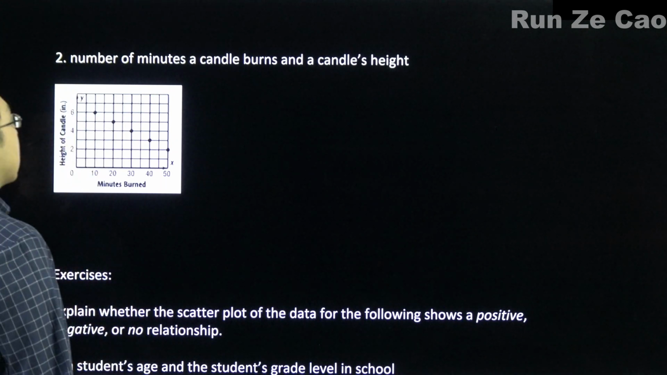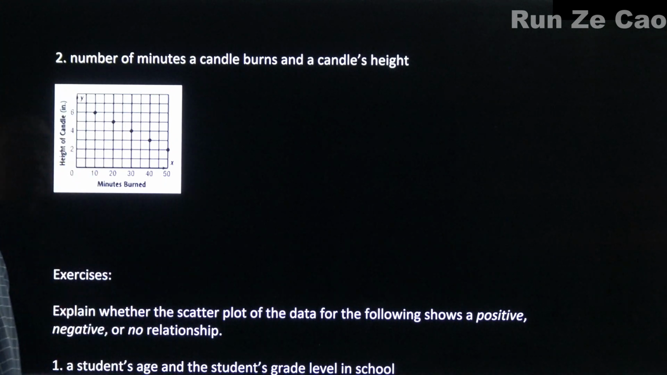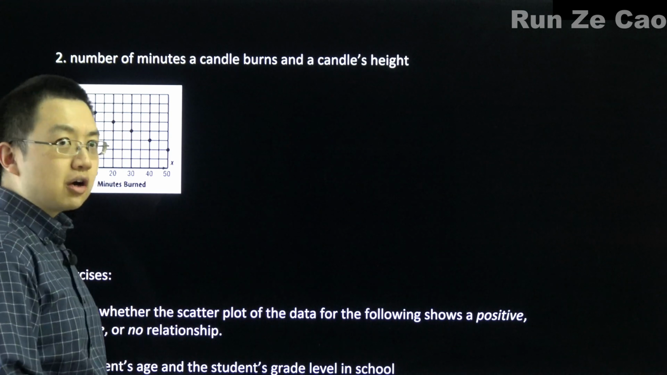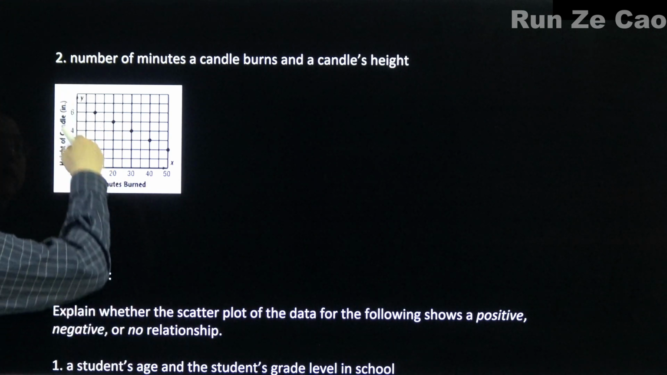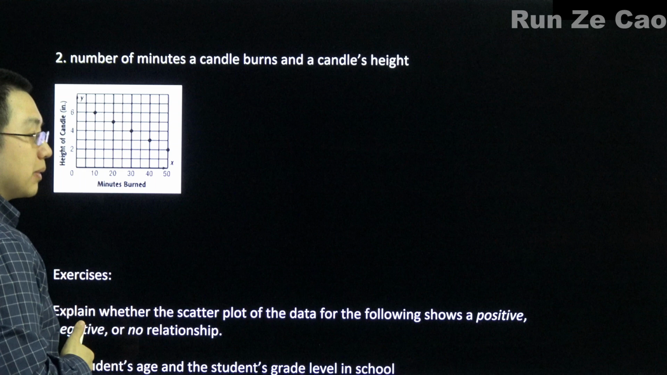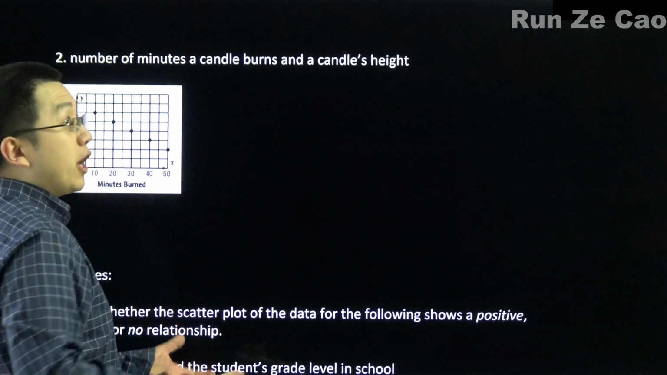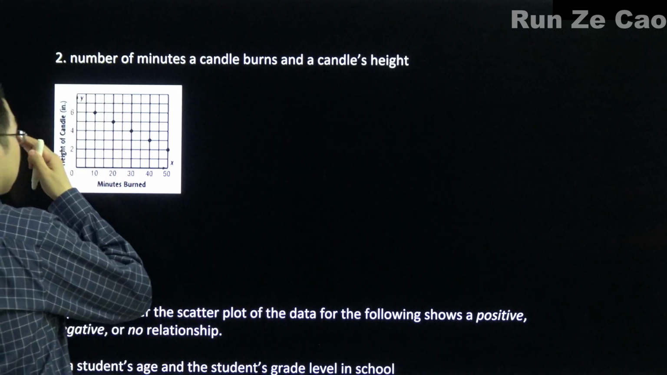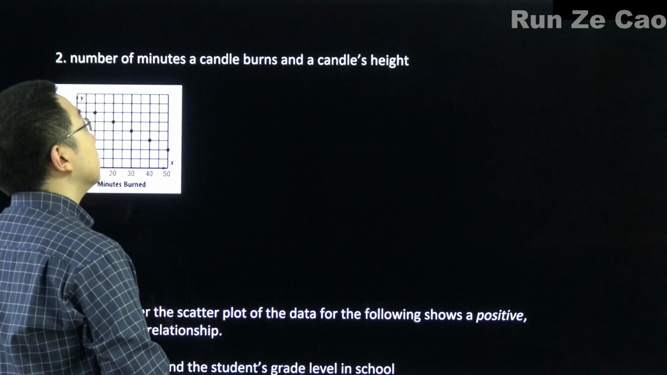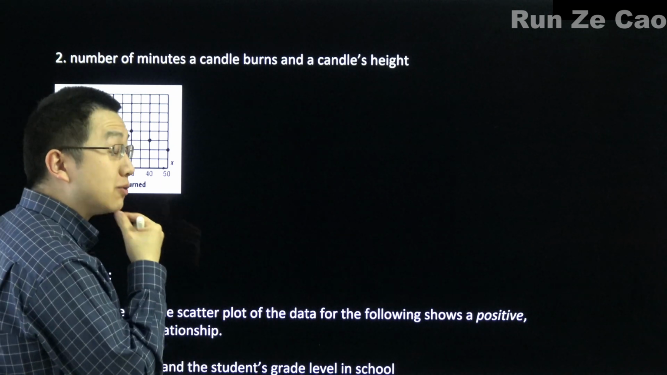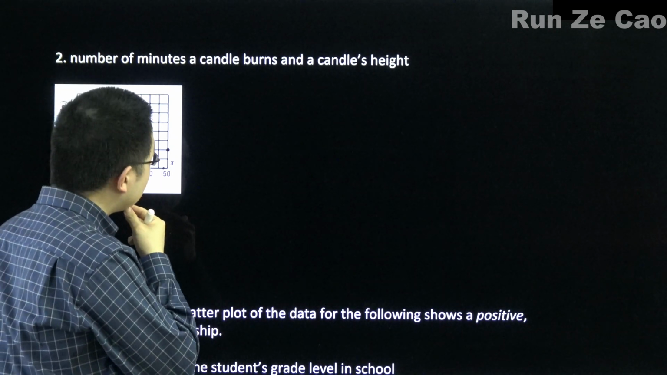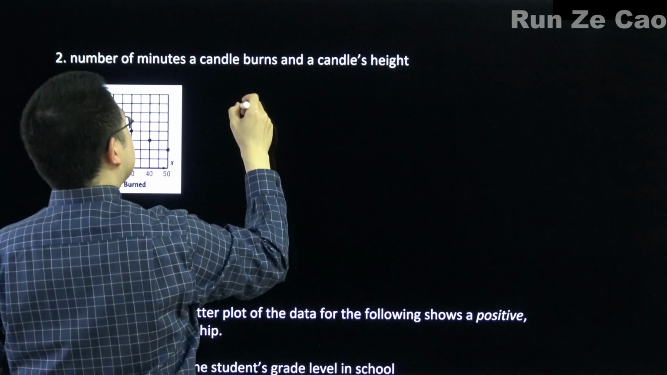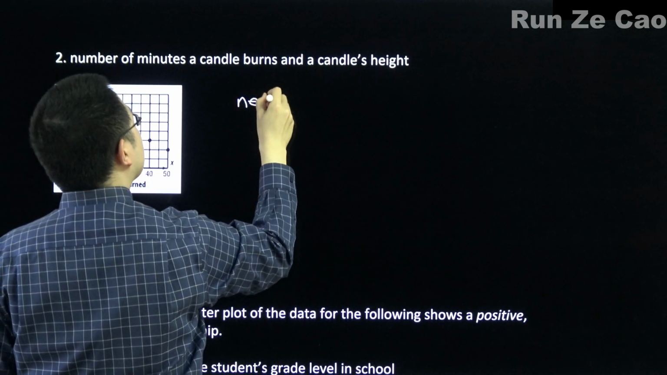The number of minutes a candle burns and the candle's height, yeah, this is negatively correlated. The longer the candle burns, the shorter the candle becomes, because it burned up. Okay, or burned down, I guess. Etymology problems. Anyway, this is negatively correlated.